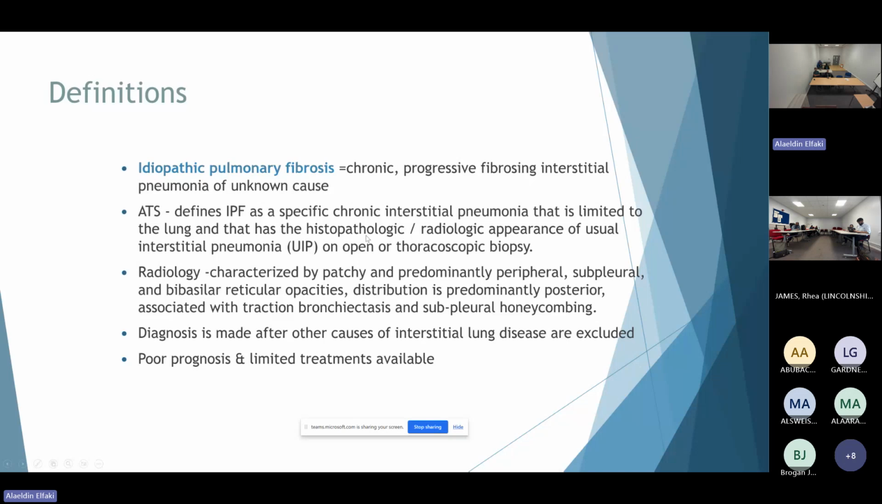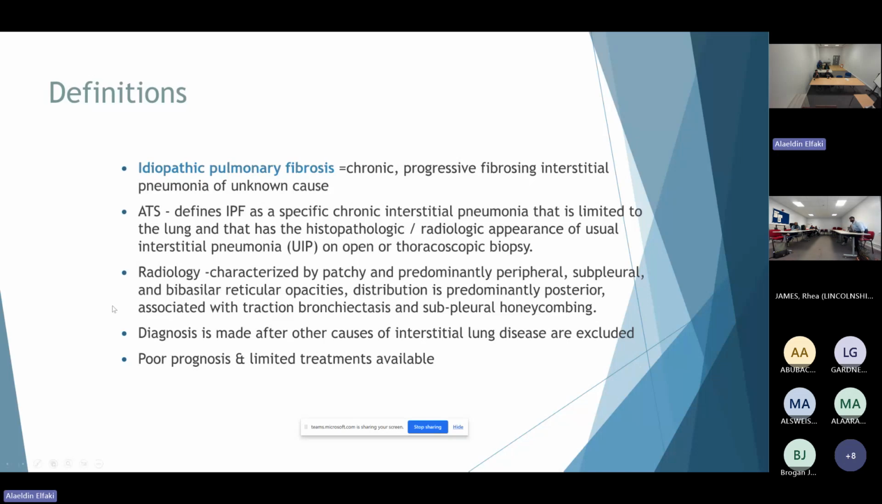So idiopathic pulmonary fibrosis, what exactly does this term mean? It is a chronic and progressive disease that causes progressive fibrosing interstitial pneumonia, and it is of unknown cause. Hence it is called idiopathic pulmonary fibrosis. This is a terminology to describe a progressive lung fibrosis of unknown cause.